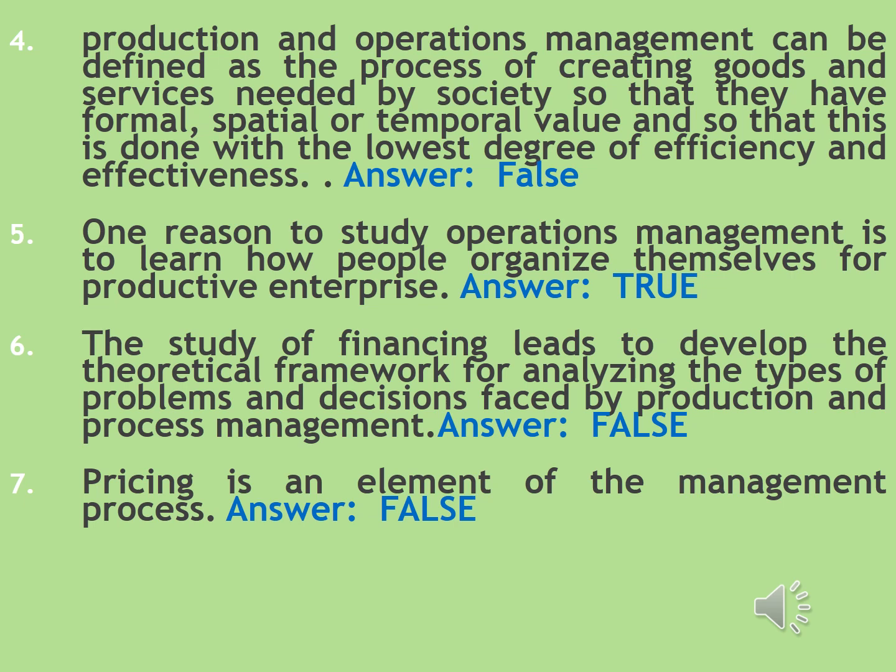Number four: production and operation management can be defined as the process of creating goods and services needed by society so that they have formal, spiritual, and temporal value, and that is done with the lowest degree of efficiency and effectiveness. The answer for sure is false. This must be done with the highest degree of efficiency and effectiveness. Efficiency indicates the extent to which resources are exploited, and effectiveness indicates the extent to which goals have been achieved. So the answer is wrong.